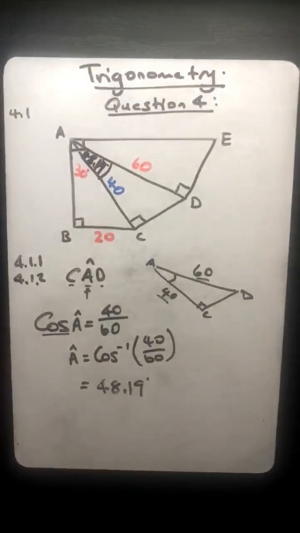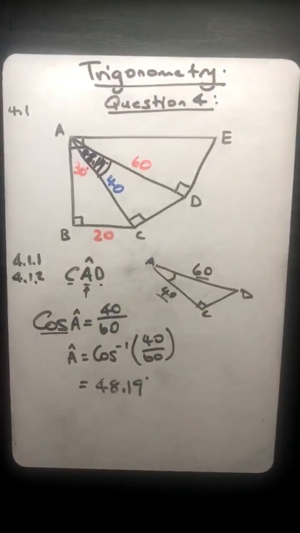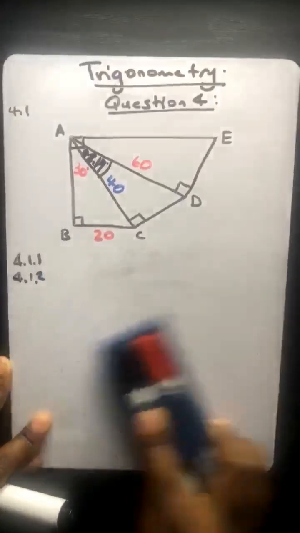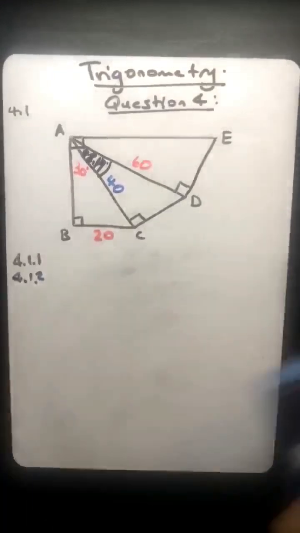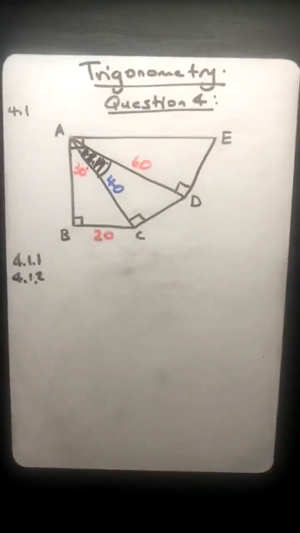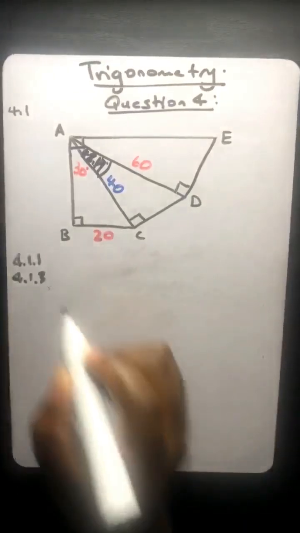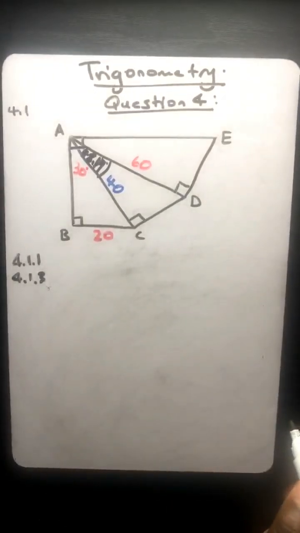Okay. 100%. Remember, the reason why we are using the trig ratios is because we are dealing with a right angled triangle. That is the reason why. Only if you are not dealing with a right angled triangle, then you work those differently. So let's move on to 4.1.3, which says the length of DE.